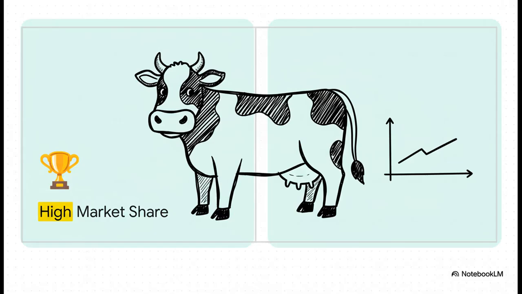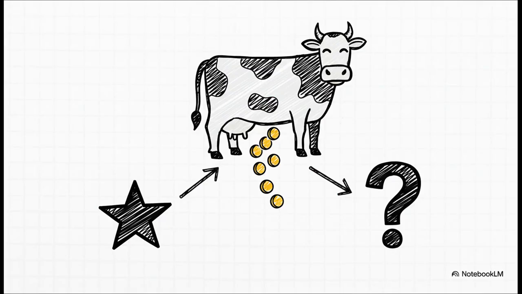In that next category is the cash cow. These are products that also have a high market share, but they're in a market that's already mature, one that isn't growing very fast anymore. Cash cows are kind of like the reliable, low-drama engines of a company. They don't need a ton of new investment to keep chugging along, but they generate a really steady, dependable stream of cash.